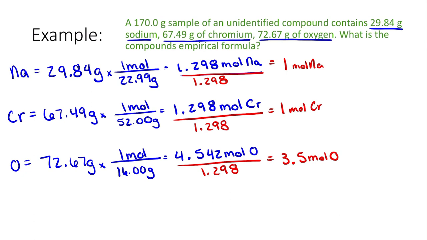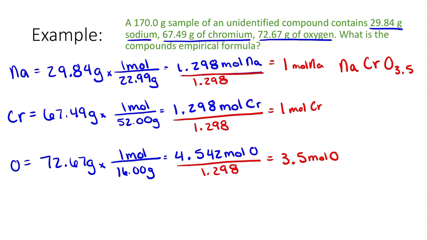And so when you get a decimal number, anything that is less than 0.8 or greater than 0.1, you do not want to round. You don't want to round these numbers because if you end up rounding, then you're going to end up with the wrong ratio of atoms in your formula. And so I'm going to go ahead and just write my formula up here just as it is. I have 1 sodium, 1 chromium, and 3.5 oxygen. So I can't leave the decimal there, but I definitely don't want to round.